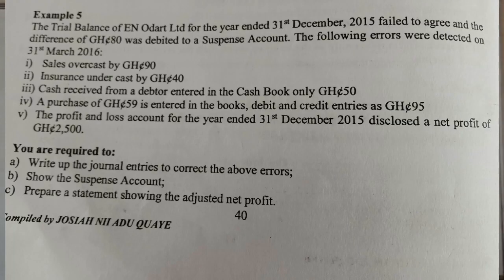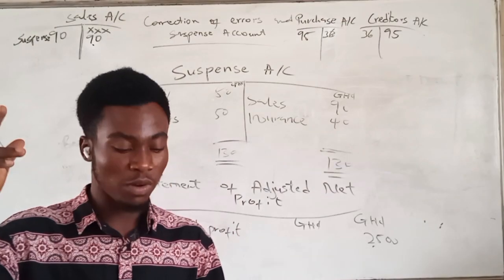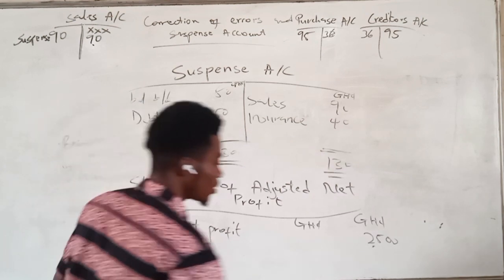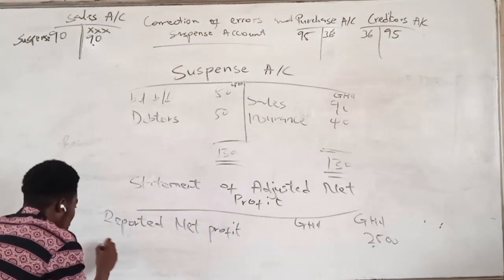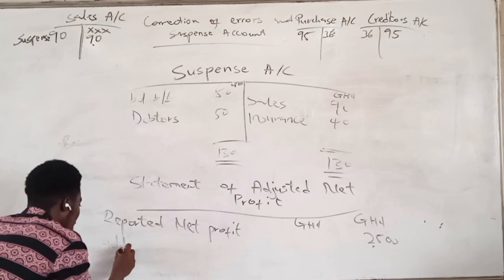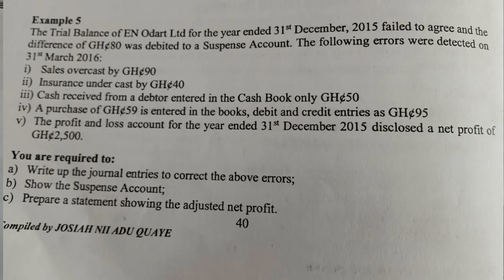So let's go to the question and see. The first one says that sales overcast by 90. So when sales is overcast, it's going to increase profit, so you less it. So let's first add what you are supposed to add, after that you less the one you less. So now let's go to the next one. Insurance undercast by 40. So insurance undercast, you are going to what? Less. It's an expense. Now the next one, cash received from a debtor entered in the cash book only. That is 50. That one is not going to affect the net profit.